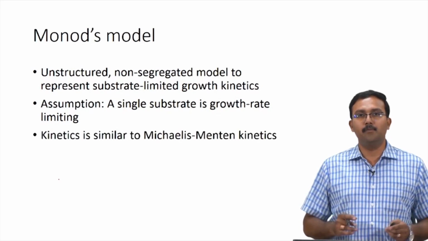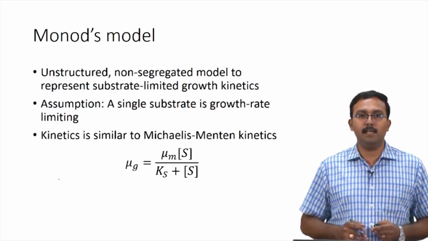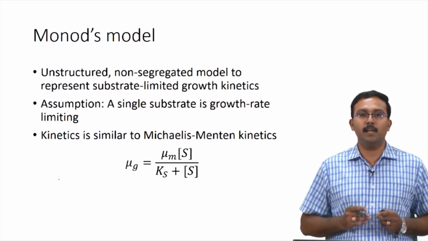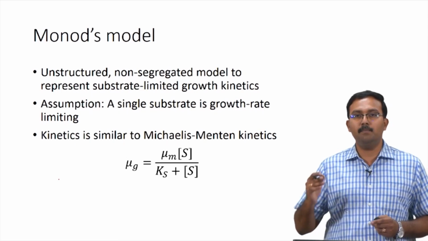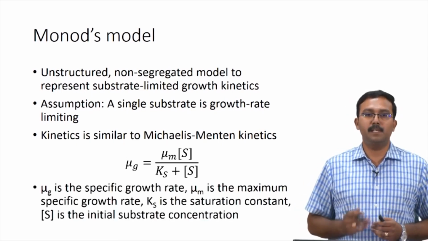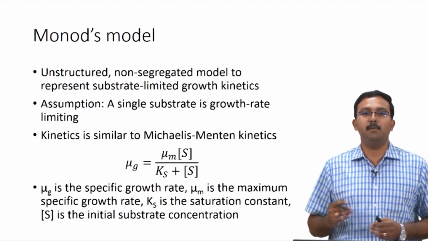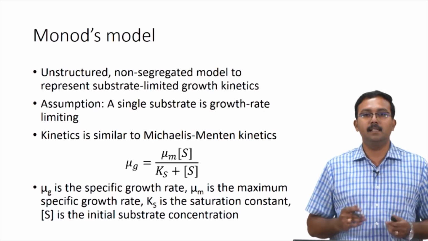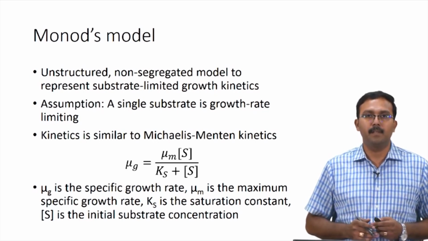The kinetics itself is similar to the Michaelis-Menten kinetics, and the equation for the gross specific growth rate mu g is given as mu m times S divided by Ks plus S, where mu g is the specific growth rate, mu m is the maximum specific growth rate, Ks is the saturation constant and S is the initial substrate concentration.